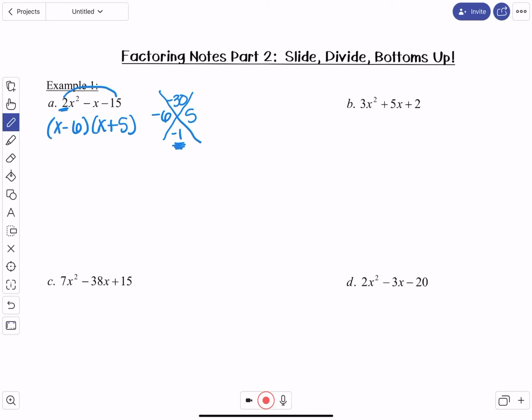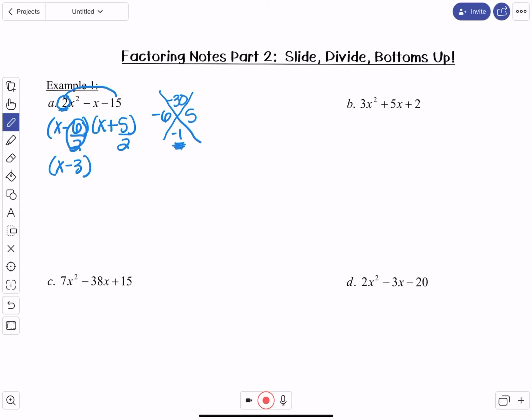Now here comes the divide. You divide by that front number. You're going to divide by 2, divide by 2. So there's our slide and our divide. Reduce your fraction if you can. Always reduce if you can. So 6 over 2 reduces to 3. 6 divided by 2 is just 3. So we get x minus 3.